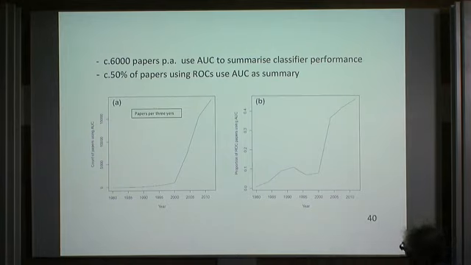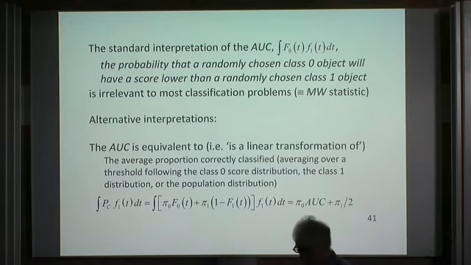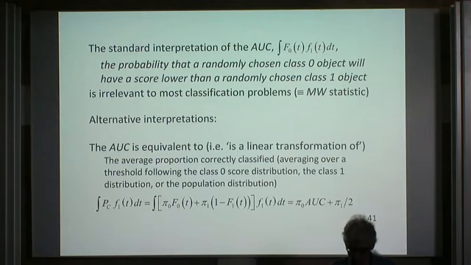And it's rocketed in recent years. So it's extremely widely used. So what I'm trying to do is drive home the sort of importance of it. And there are various interpretations of it, various intuitive interpretations. I just gave you one. It's the average proportion of class 0 points correctly classified if you average the classification threshold over the class 1 distribution. But here's the interpretation which is most widely used, which is most usually stated.